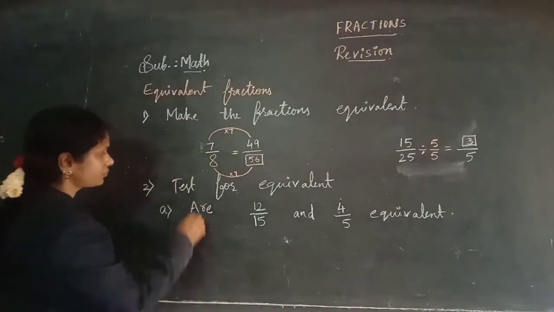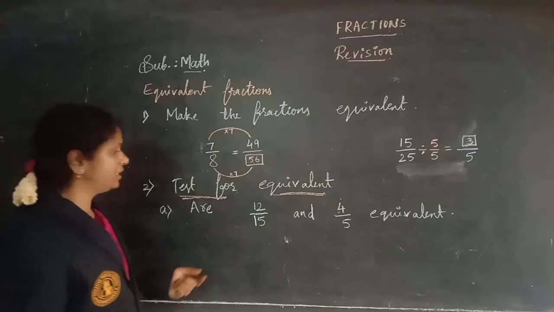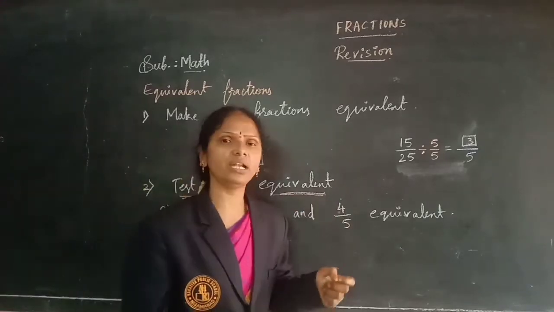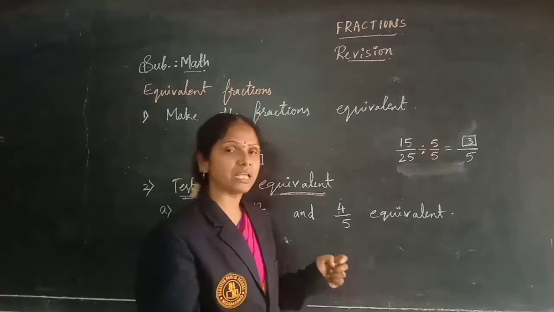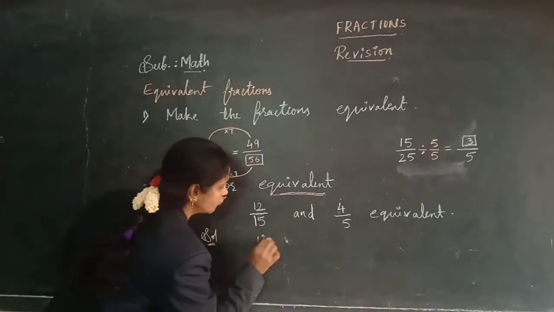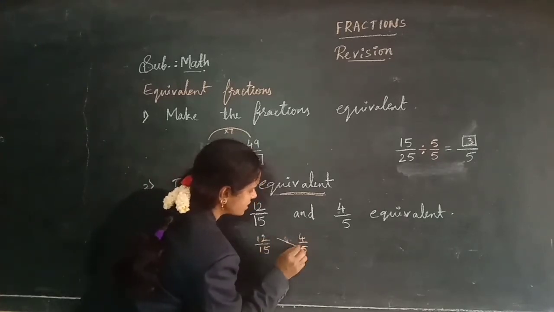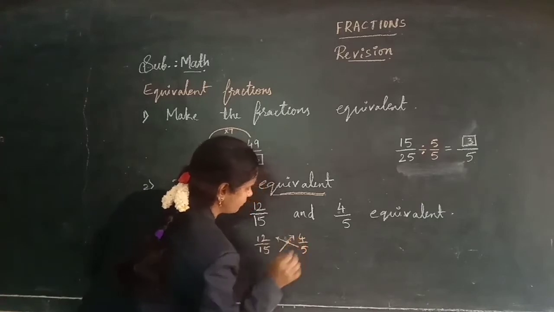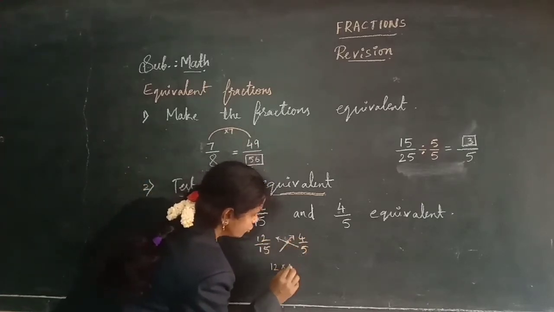Coming to here, test for equivalent. Test for equivalent means we should check whether the given two fractions are equivalent or not. How to check here? By using the cross multiplication method, children. Let's check here. Now the given fractions are 12 by 15 and 4 by 5. Let's do the cross multiplication of this. Cross multiplication means 12 into 5. Here I am writing 12 into 5.